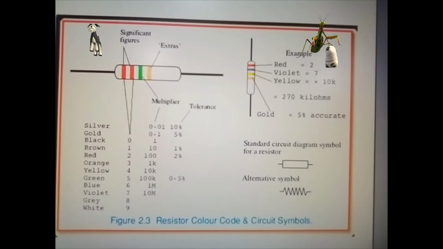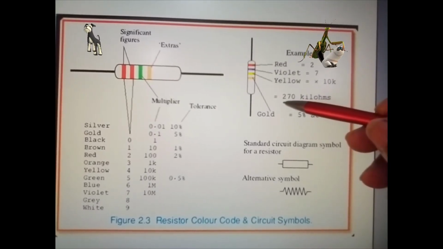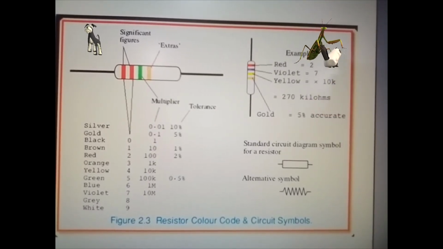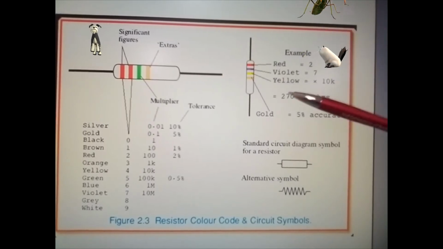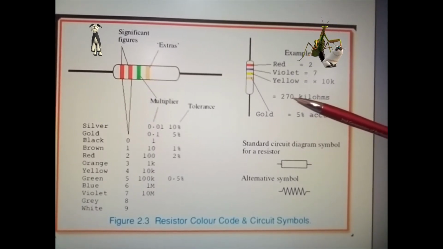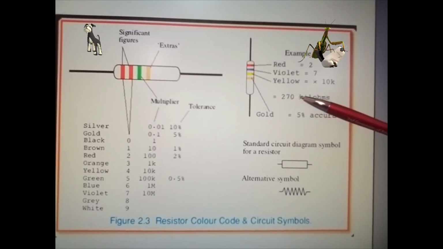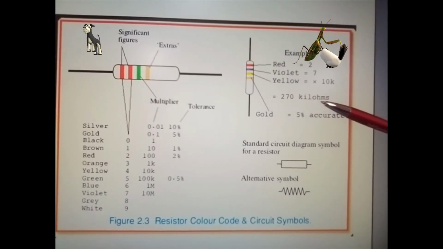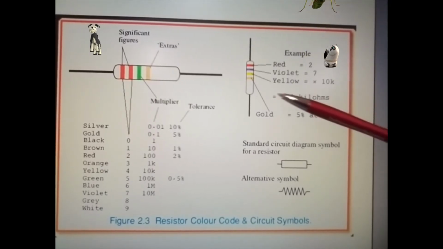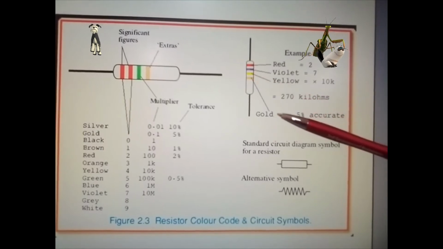Okay, if we go right on the screen here, it would come out as... can I put it on the screen? Oh, I can't. But you can see that now this is 270,000 ohms, or 270 kilo ohms. Okay? And we call this gold, it has an accuracy of 5%.